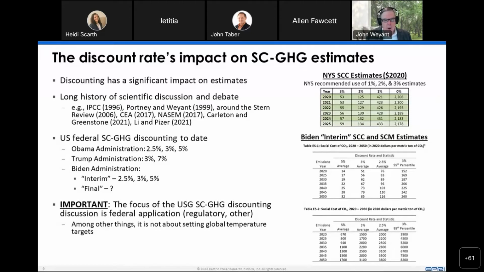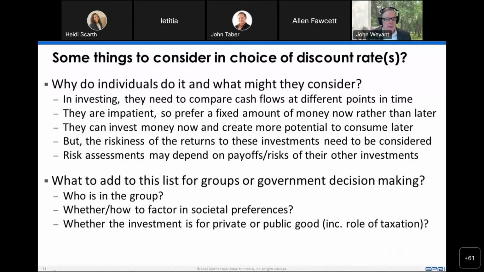Next slide, Heidi. So for those of you who aren't really familiar with the discount debate, we'll start with something really simple, which this illustrious group will build upon pretty rapidly.